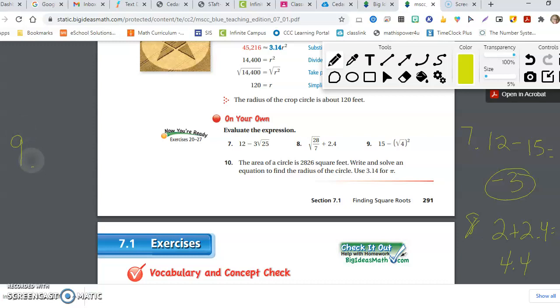And the last one, number 9, I have 15 minus, the square root of 4 is 2, and 2 squared is 4. So it's really 15 minus 4, which gives me 11. So I hope that clarifies a little bit of square roots and perfect squares and solving them in an expression.